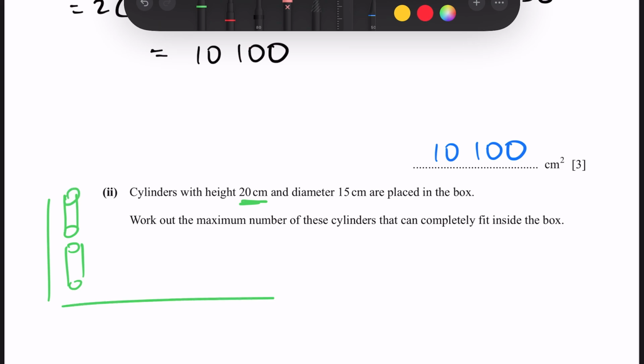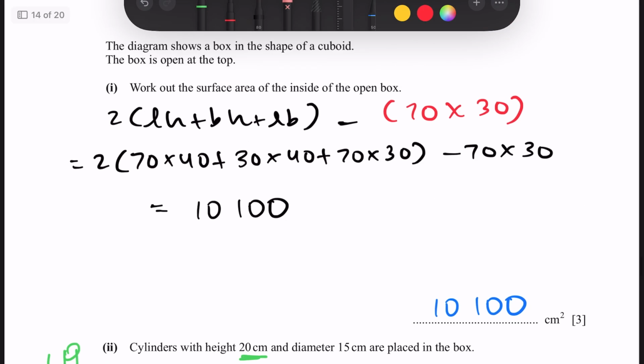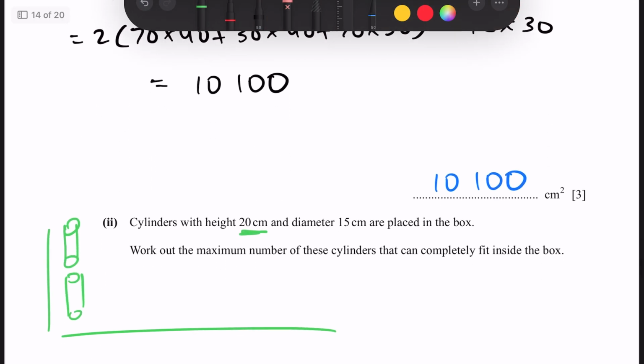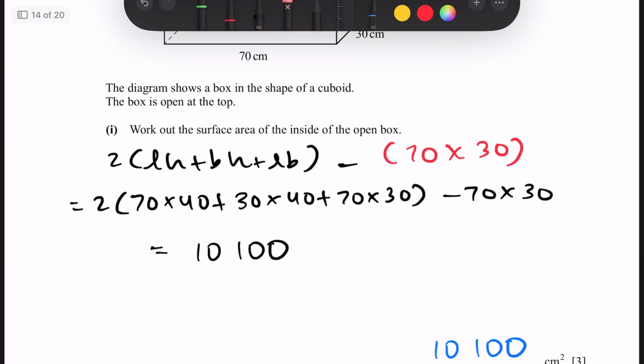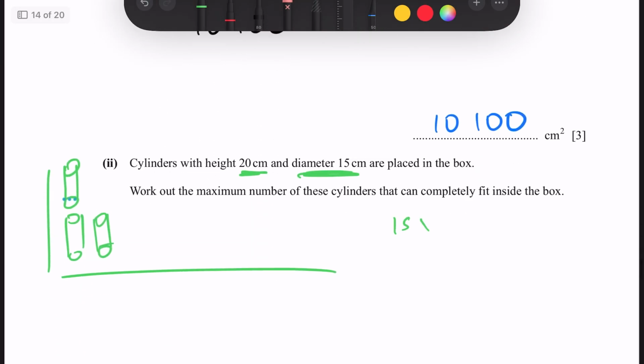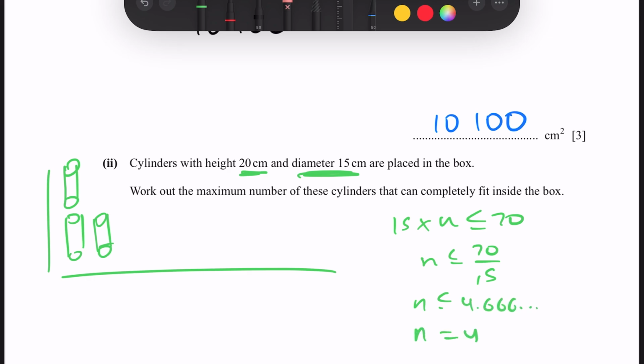So now with that known, we should see how many cylinders can fit lengthwise. Since its diameter is 15 centimeters, and the length is 70 centimeters, 15 times n, where n is a whole number, should be less than or equal to 70. So n would have to be less than or equal to 70 by 15. So n should be less than or equal to 4.666... Therefore n is equal to 4, since that's the largest possible value that fits within the inequality. So 4 cylinders can fit lengthwise.